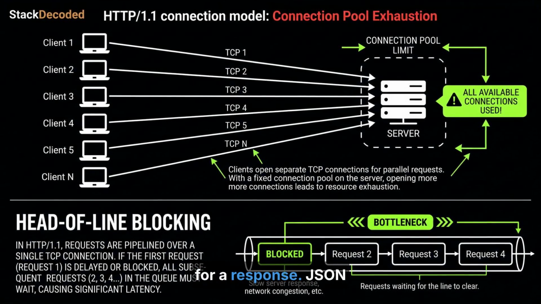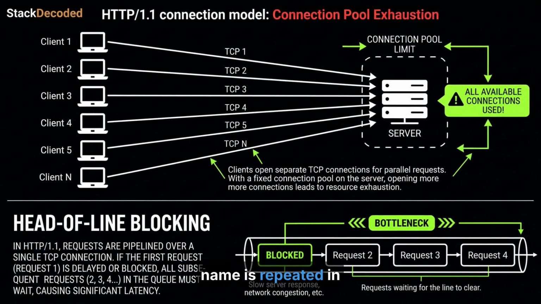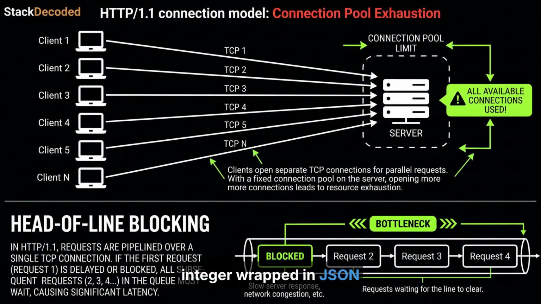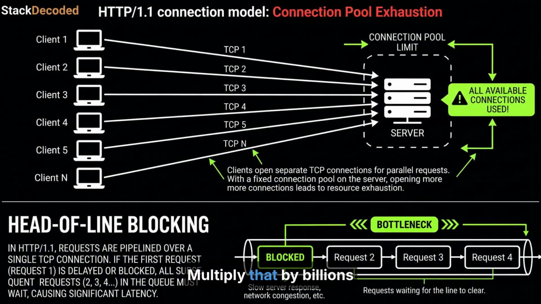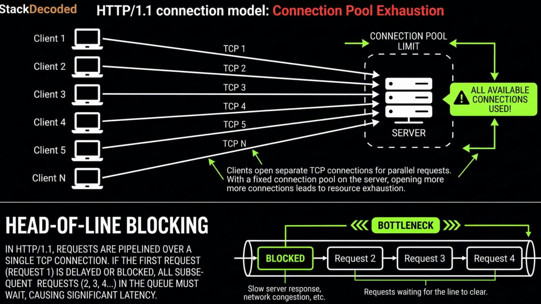for a response. JSON is verbose. Every field name is repeated in every payload. A simple integer wrapped in JSON goes from 4 bytes to over 20 bytes. Multiply that by billions of calls a day, and the waste is staggering.